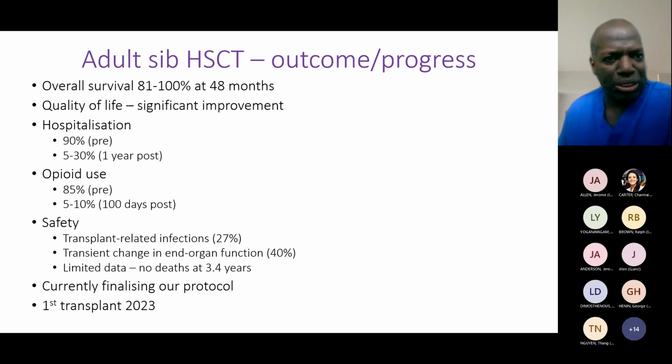So the previous data did suggest that this is a really effective therapy, improving quality of life and survival. The frequency of hospitalization dramatically falls, as does opioid use, and it was a really well-tolerated intervention. We at Imperial are in the final throes of sorting out our pathways and protocols, getting our first transplants, and we hope to do our first transplant in the coming year.